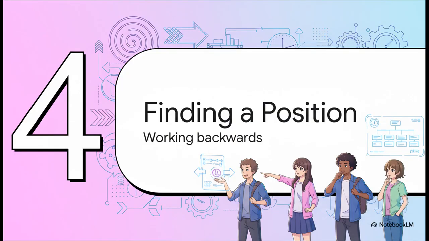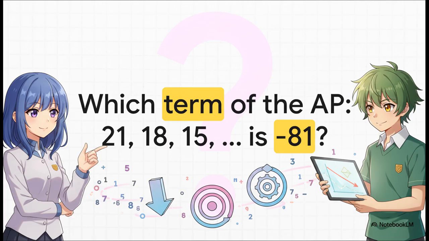That was pretty straightforward. But what if the problem is flipped around? What if we already know the value of a term, but we need to find its position in the sequence? Let's try working backwards. Check out this problem. The sequence is 21, 18, 15. Notice that this time it's a decreasing sequence.